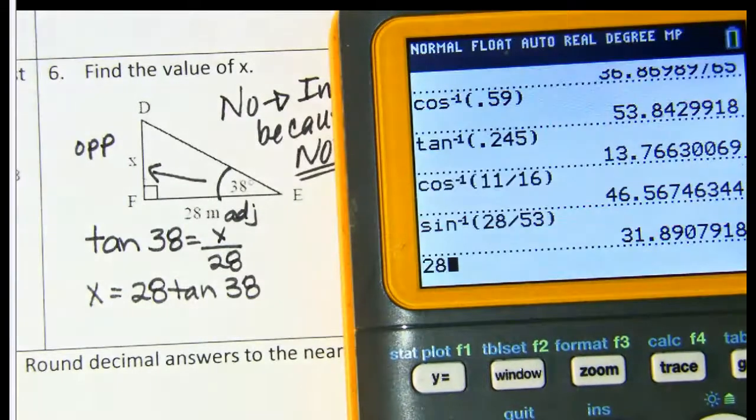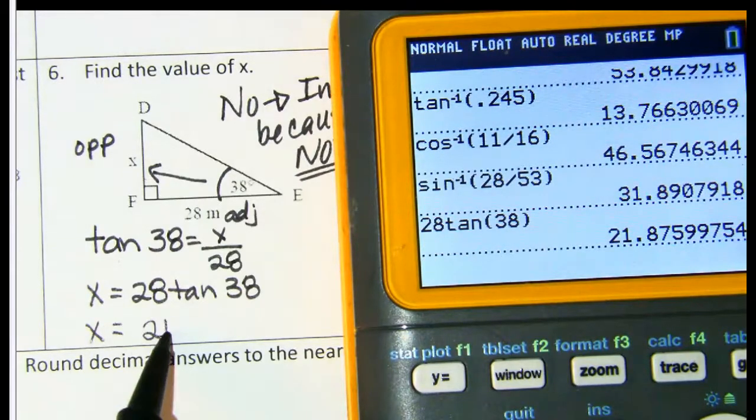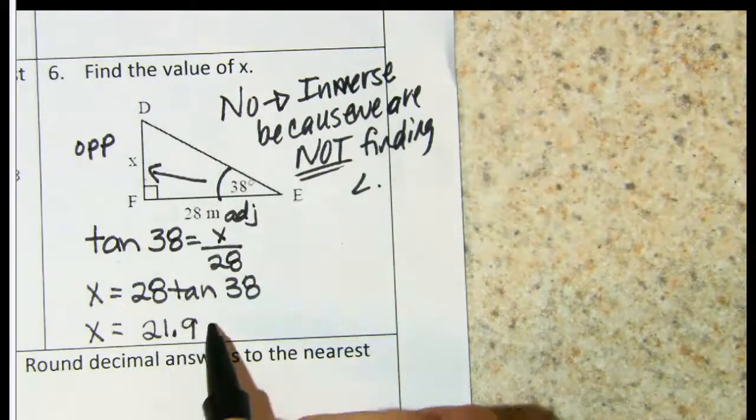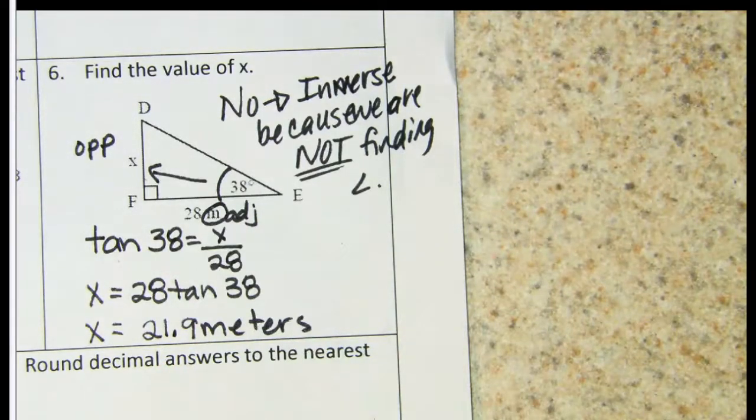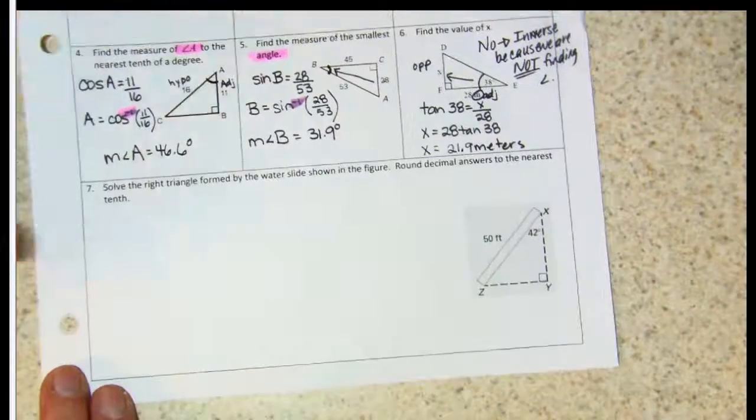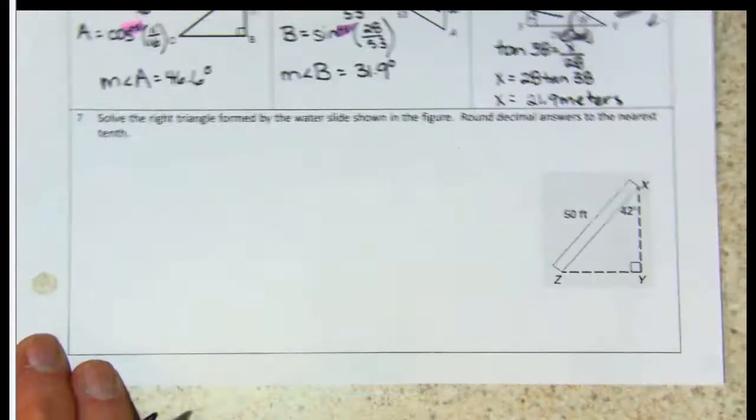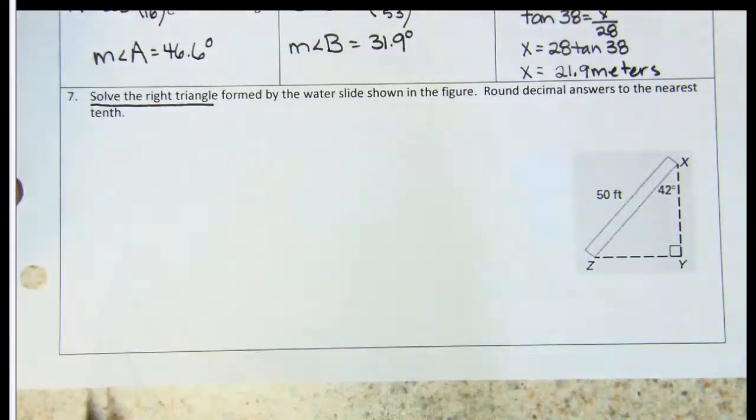So 28 tangent 38 is now going to tell me how long that leg is. So that is 21.9 units. Actually, it's meters because that's what's listed in the problem. Now, using the knowledge that you now have, you can actually solve a right triangle. Notice the box gets bigger because there's a lot more work to do, but it says solve the right triangle formed by the water slides shown in the figure. Round decimal answers to the nearest tenth.